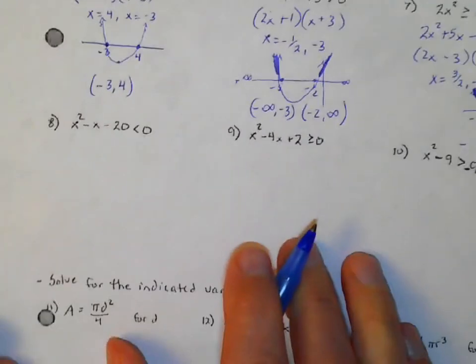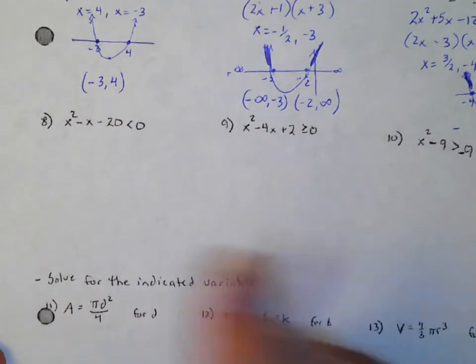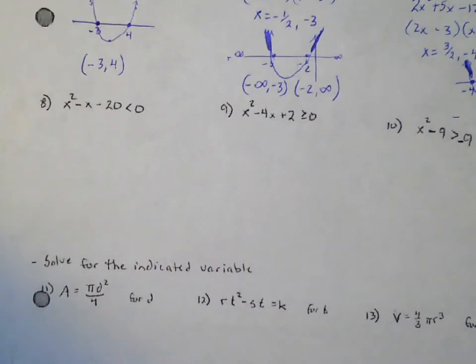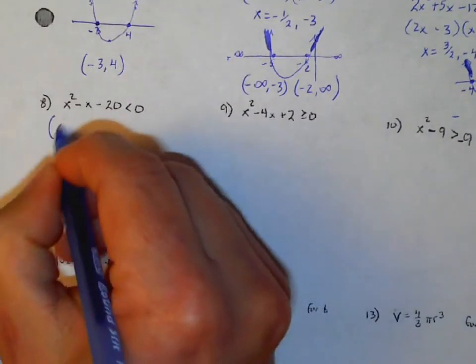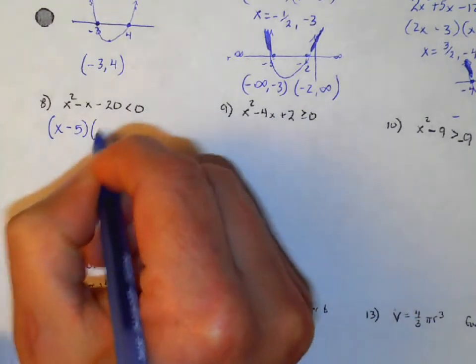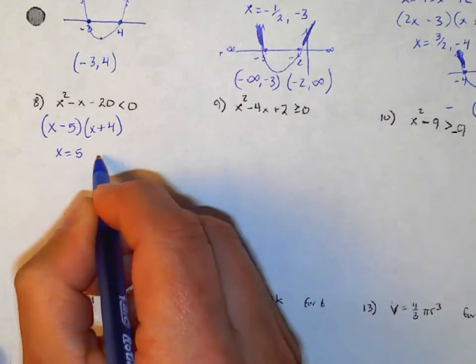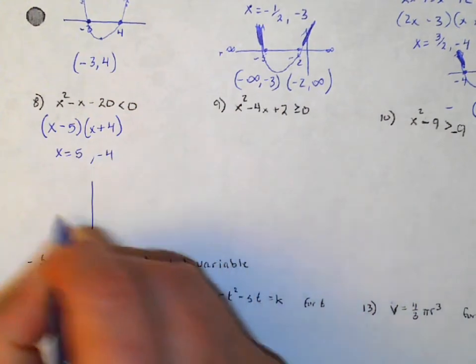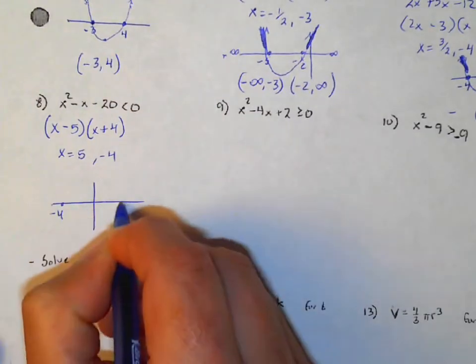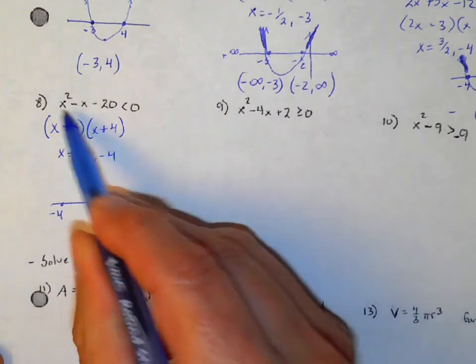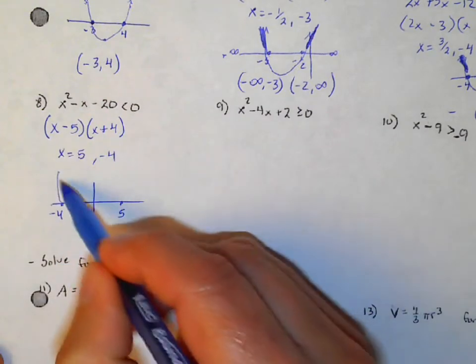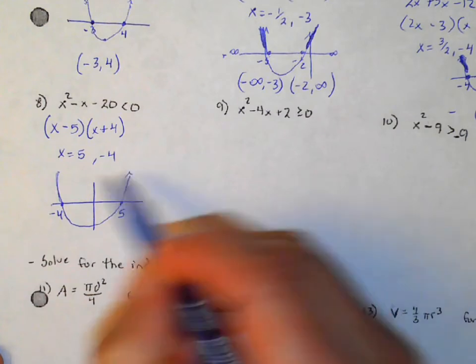Okay, next one, number 8. Try these yourself. Try and do it yourself if you can. Okay, this one here, x minus 5 and x plus 4. So x equals 5 and x equals negative 4. So at negative 4 and 5, and once again it's positive. I should have given you some negative ones here. But it's positive, so the graph looks like this.